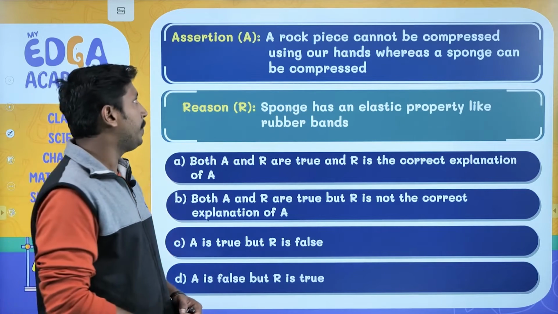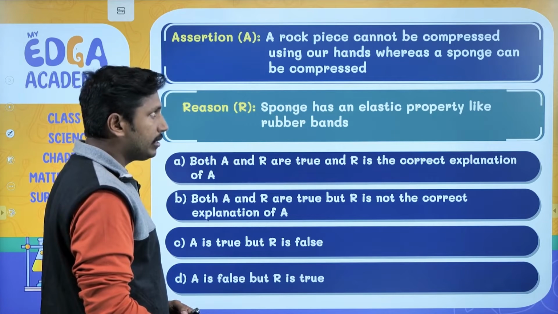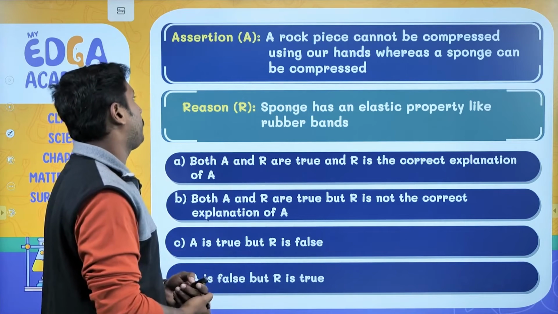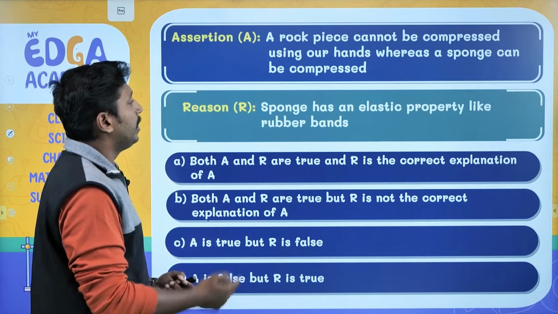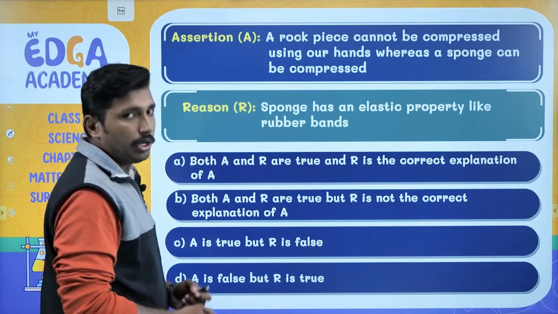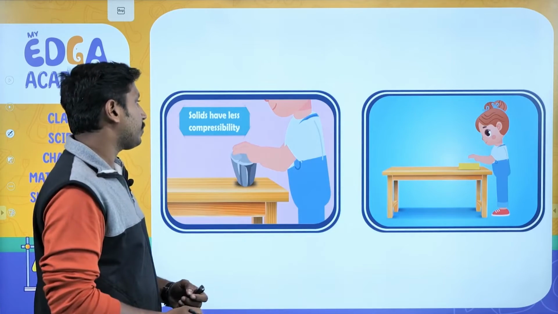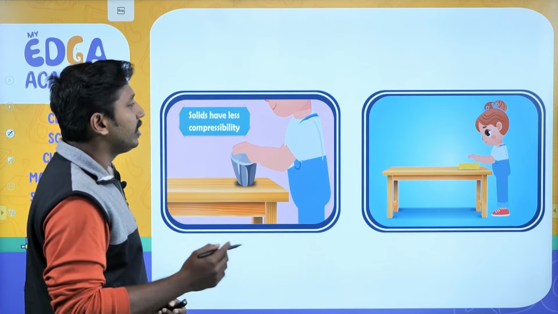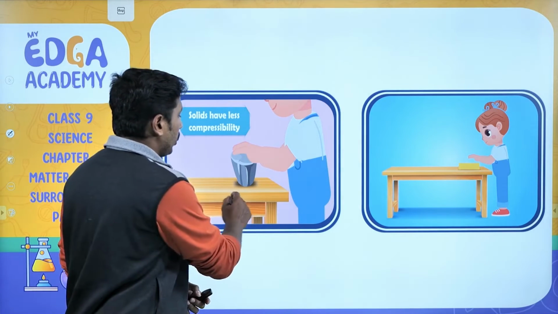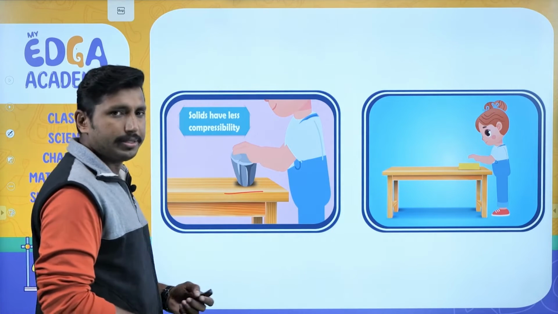Our assertion is, a rock piece cannot be compressed using our hands, whereas a sponge can be compressed. And the reason tells us that sponge has an elastic property like rubber bands. In order to answer this question, I am inviting your attention to this figure. Here you can see a little girl is trying to compress a rock as well as a sponge. She won't be able to compress the rock, isn't it?